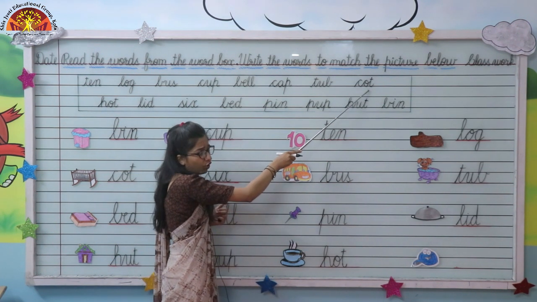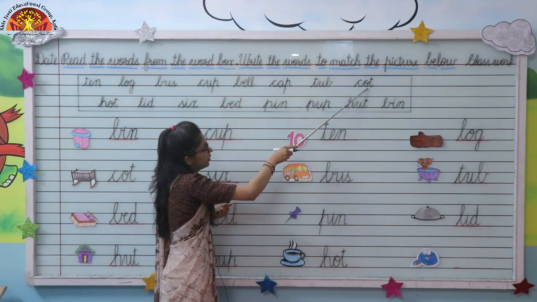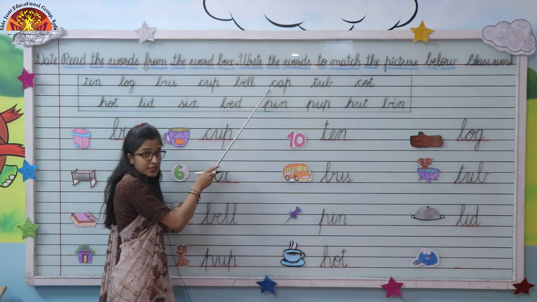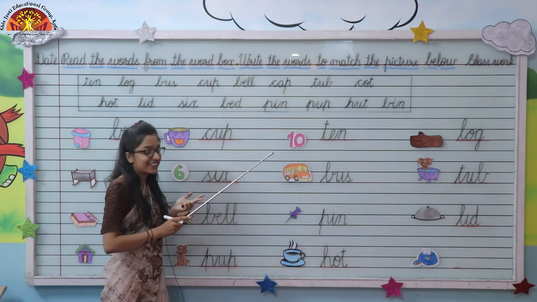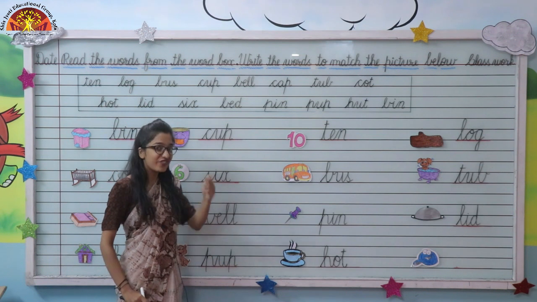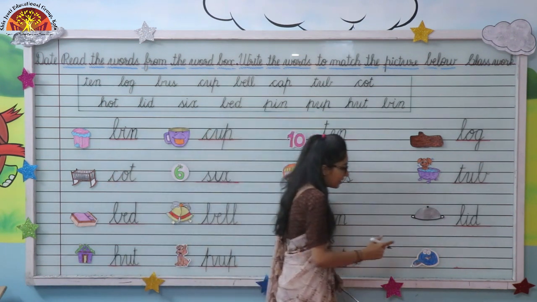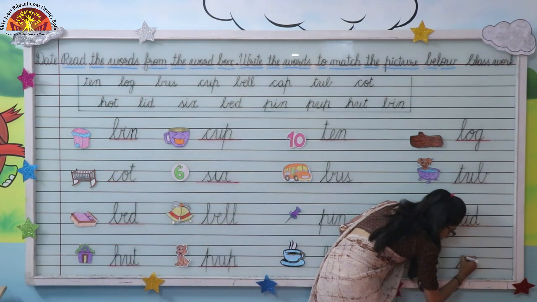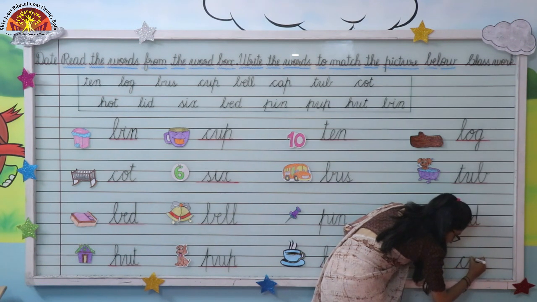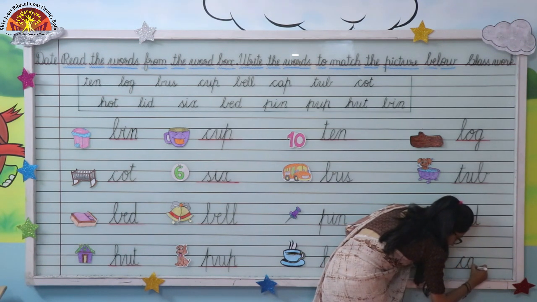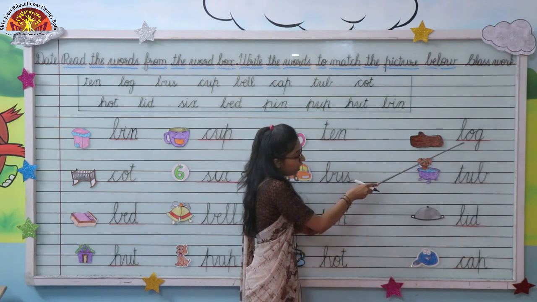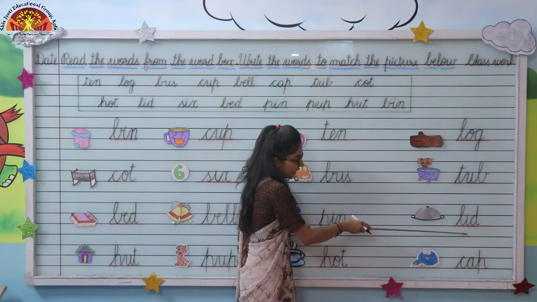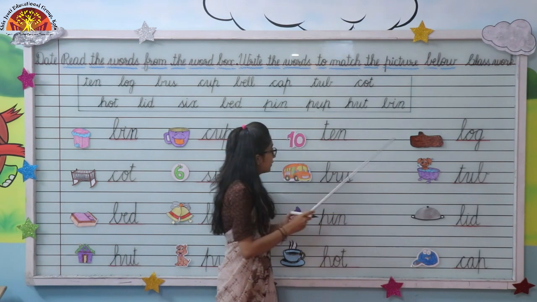C-O-T. No, this is a spelling of cot. Okay, tell me, this one is a spelling of cap. C-A-P. Yes, correct, kids. This one is a spelling of cap. So we have to write here cap. C-A-P, cap. So log, tub, lid, cap.